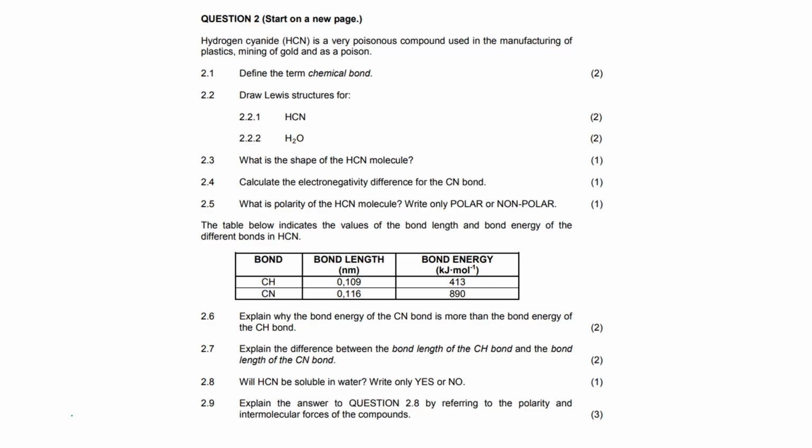Hi guys, let's take a look at this question. Hydrogen cyanide is a very poisonous compound used in the manufacturing of plastics, mining of gold, and as poison. 2.1. Define the term chemical bond.